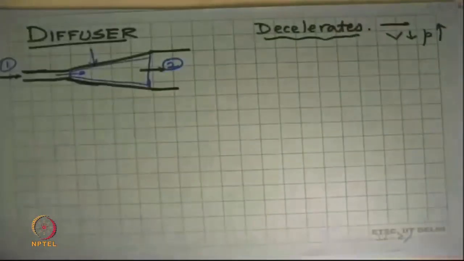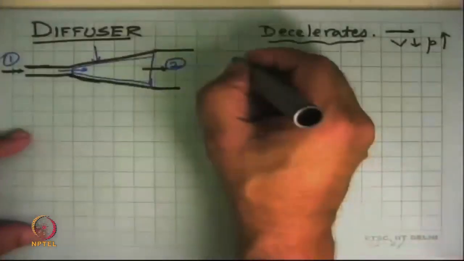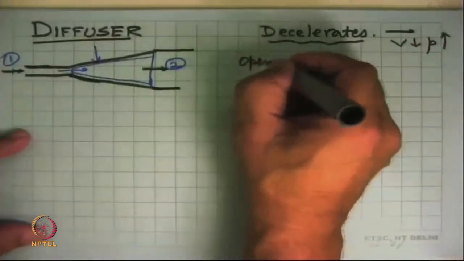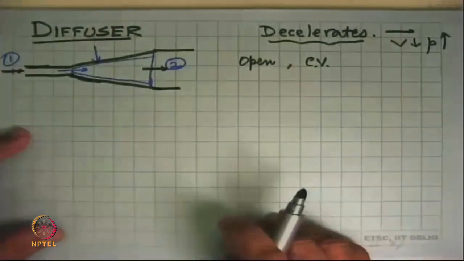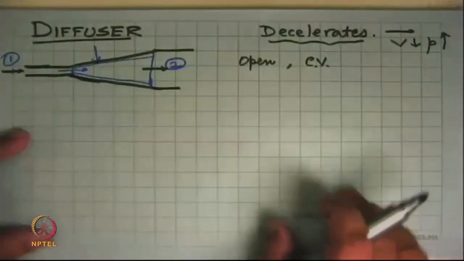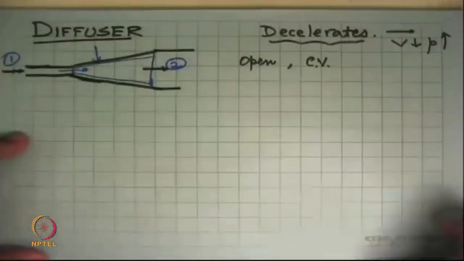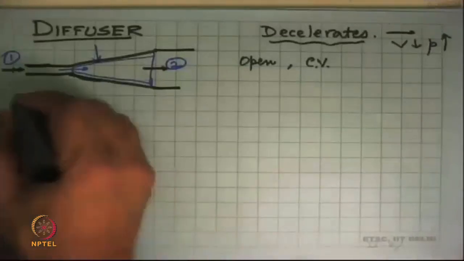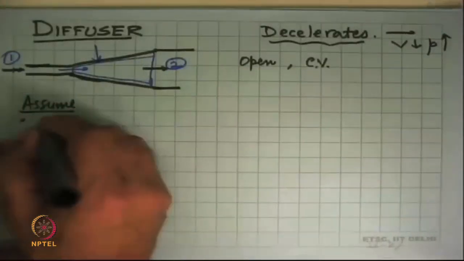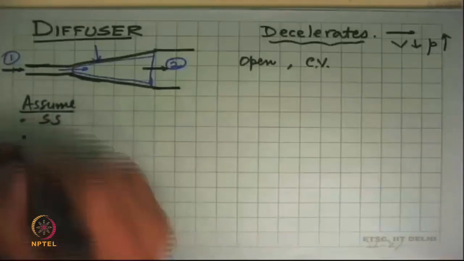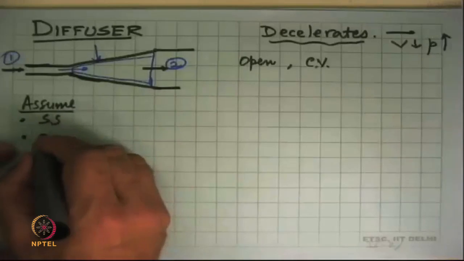With that, we put this together and say that first, this is an open system. So we have to apply the control volume approach, and we use the flow equations that we have developed. This is 1, this is 2, entry and exit. Like the nozzle, here also we assume something. First, steady state. The second assumption is that there is no heat transfer, so this is adiabatic.